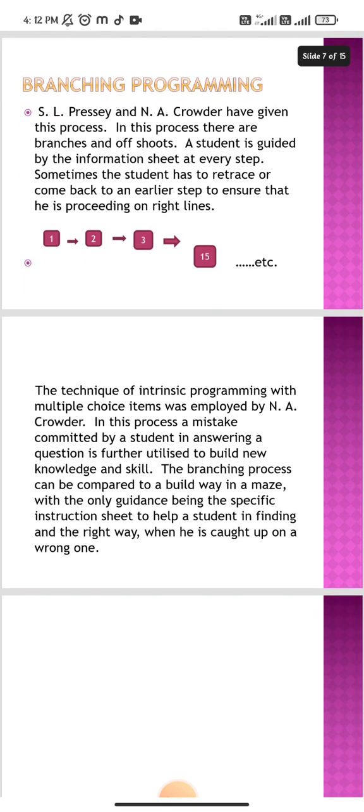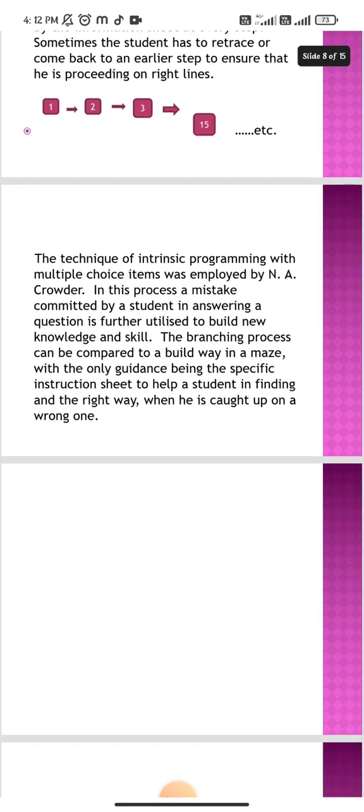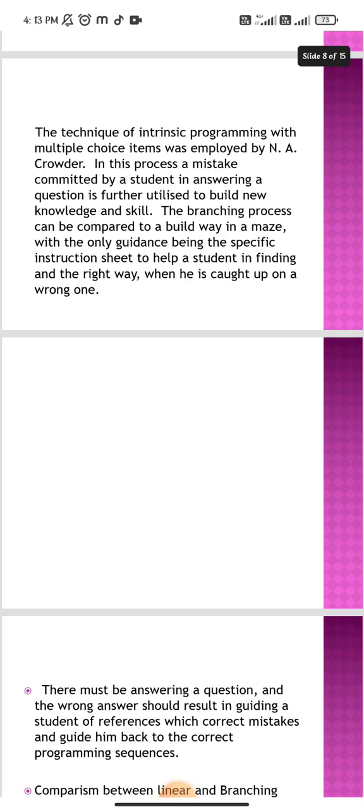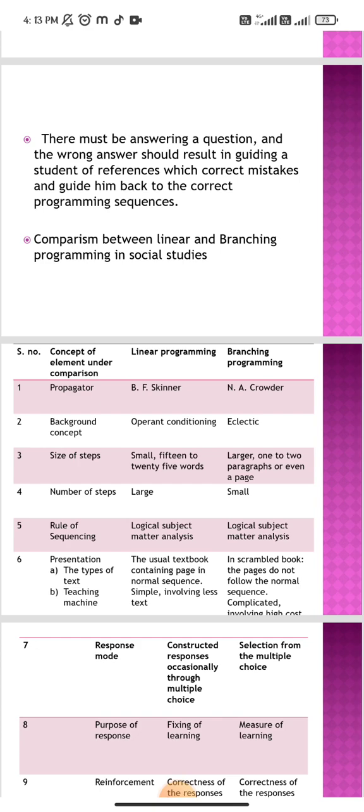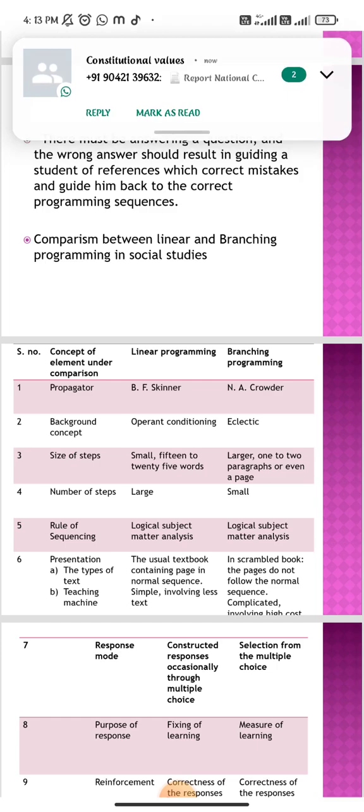The technique of an intrinsic program with multiple choice items was employed by N.A. Crowder. In this process, a mistake committed by a student in answering a question is further utilised to build new knowledge and skill. The branching process can be compared to finding a way in a maze, with the only guidance being the specific instruction sheet to help a student in finding the right way when he is caught upon a wrong one. There must be a question to answer, and the answer should result in guiding a student to a reference which corrects mistakes and guides him back to the correct program sequence.